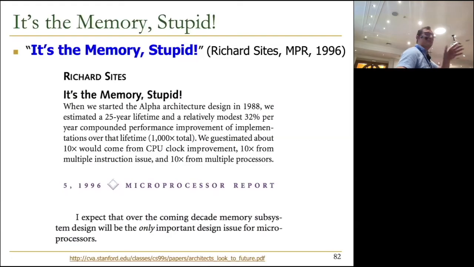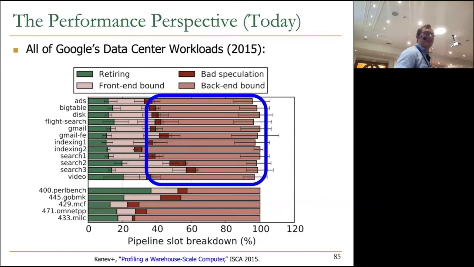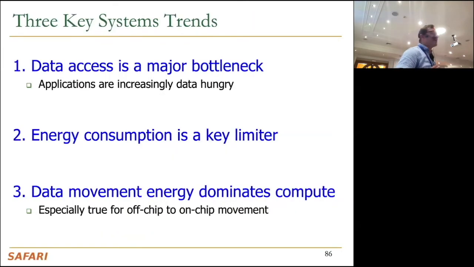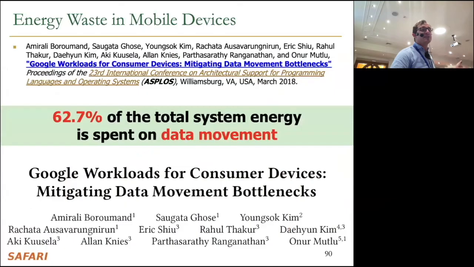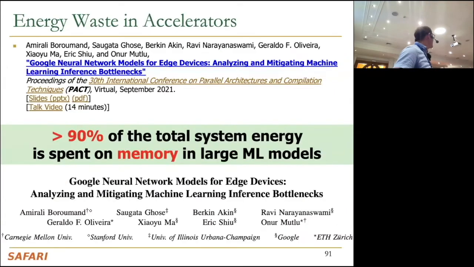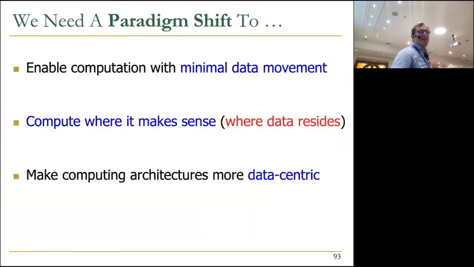I've already given you some examples of this. This is just to jog your memory. Basically, the modern processors are always waiting for data. They're not very efficient. So these are the three key system trends that we discussed. Data access is a major bottleneck, energy consumption is a key limiter, and data movement energy dominates computation energy. And we've already given you examples of this, right? These huge numbers in terms of the energy of a data access versus energy of a computation. There's a huge disparity between them today. And as a result, at the system level, most of the energy is really spent on moving data and accessing memory. Okay, so this is where we have discussed.